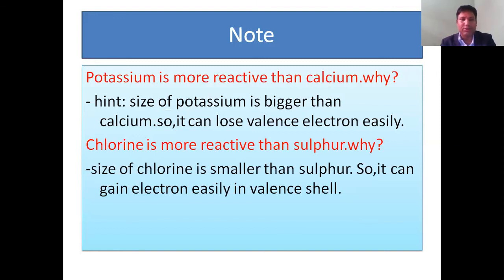Another question for you. Chlorine is more reactive than sulfur. Why? The answer is the same. Here is a hint. Chlorine is smaller than sulfur. Therefore, chlorine can gain electrons easily during chemical reactions.